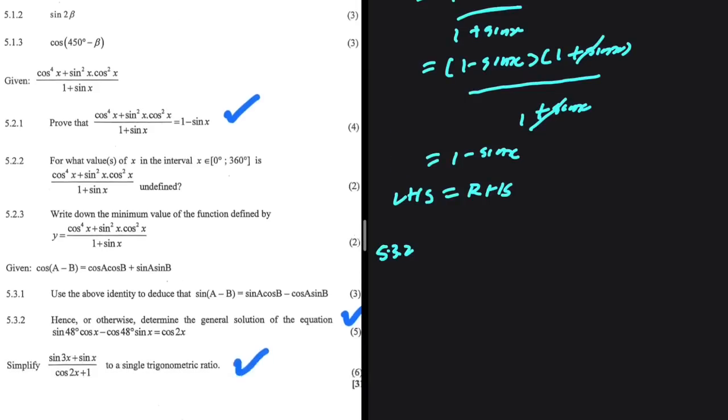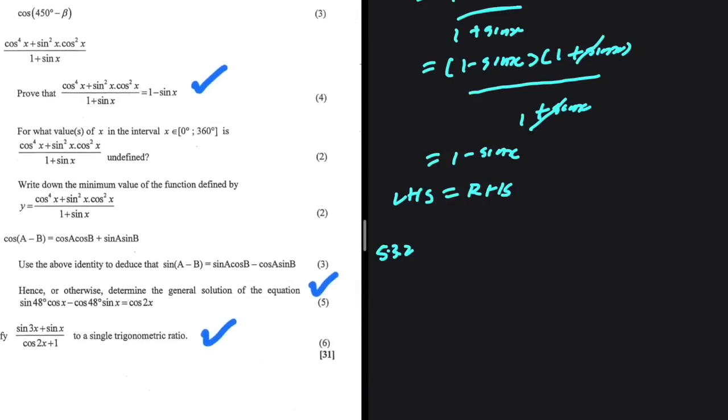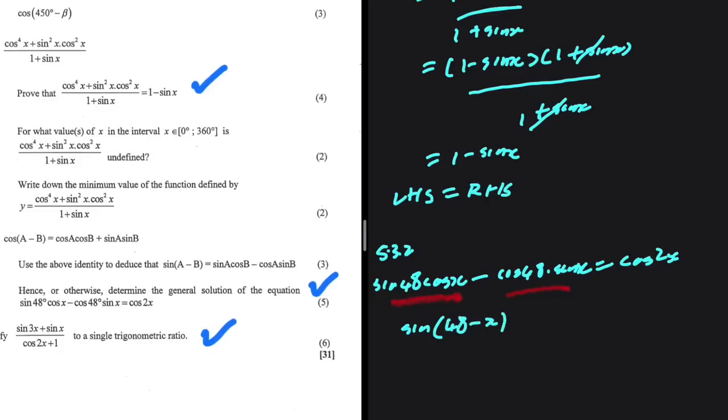Let's take a look at 5.3.2. In 5.3.2, we are supposed to find the general solution of sine 48 multiplied by cos of x minus cos of 48 multiplied by sine of x being equal to cos of 2x. Obviously, we can narrow this down. We know that we have an identity that can help us with that, right? That will just be equal to sine of 48 minus x. We know that for sure.